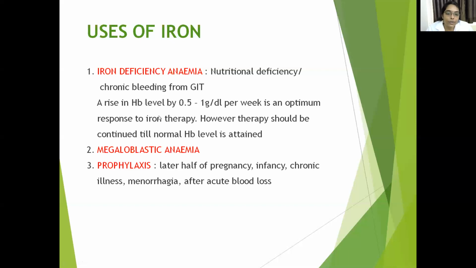Then prophylaxis. In the later half of pregnancy, in infancy, all these are conditions where there is increased requirement. There is chronic illness, then menorrhagia, then after acute blood loss. So in all these conditions, you have to give it prophylactically. Then it can be used as an astringent, ferric chloride.